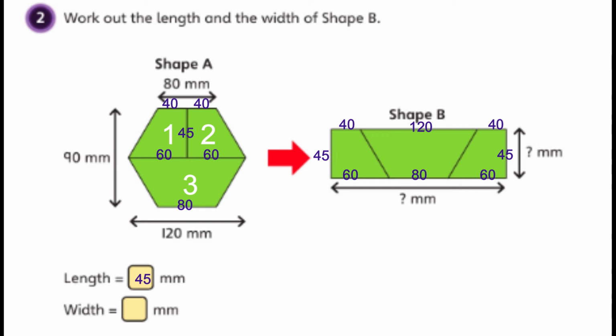So I'm going to add up the bottom values. So I have 60 plus 80 plus 60. What does that add up to? 200. So the width is 200 millimeters.